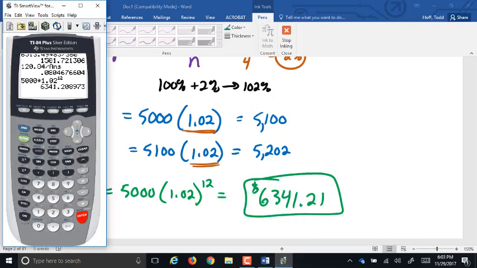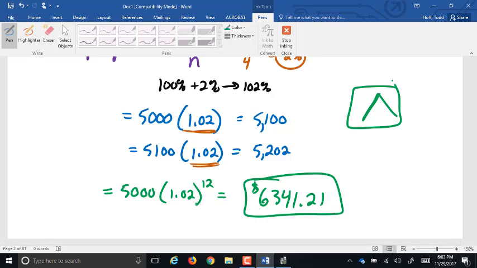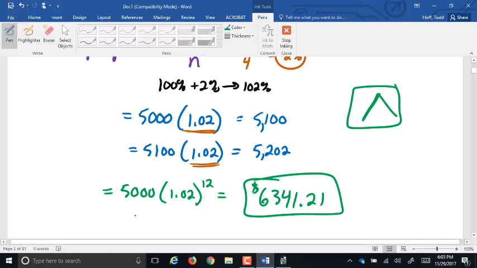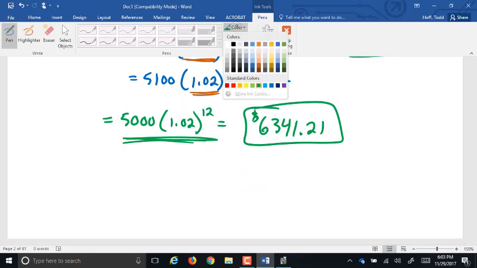Okay, so on your calculator, you would punch in 5,000 times 1.02. And then you've got a little caret key that looks like this. Yours is over on the left, about halfway down. So hit that and then type in 12 and press equals. Get 6341.21. Perfect.